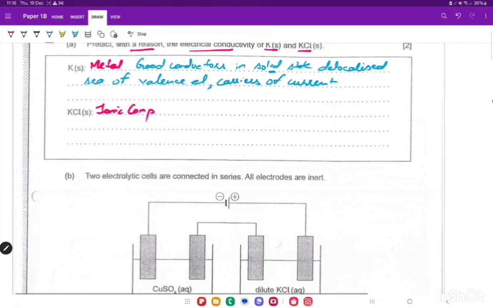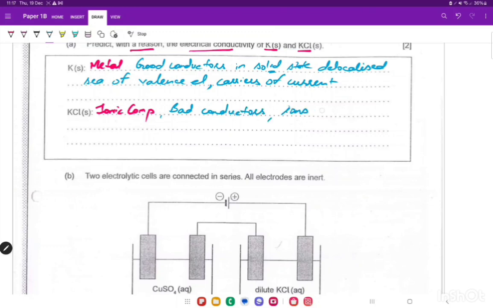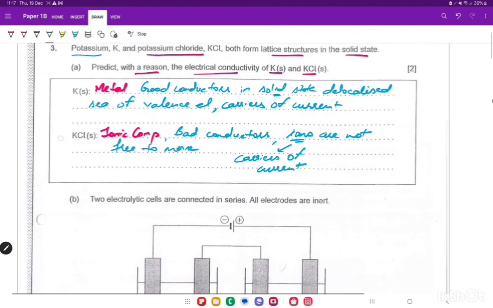Whereas, in case of KCl, which is an ionic compound, it is a bad conductor of current in solid state. Why? Because here the ions are the carriers of current and they are not free to move. Therefore, it cannot conduct current in solid state. Thus, KCl is a bad conductor, whereas potassium metal is a good conductor of current.